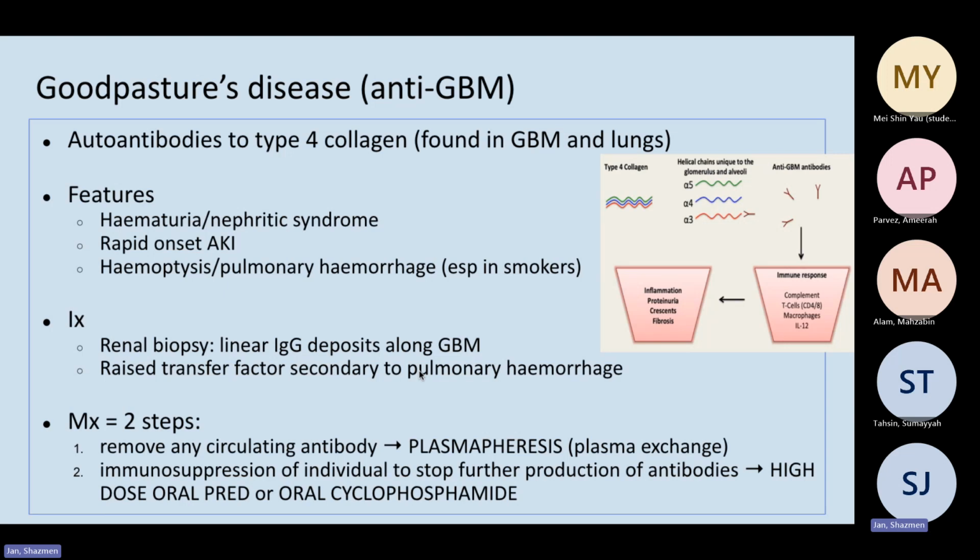In terms of management, there are two steps. Firstly, you want to remove any circulating antibody, and this is through plasmapheresis, otherwise known as plasma exchange. And secondly, immunosuppression. So you want to dampen down the immune system to prevent it from producing further antibodies.